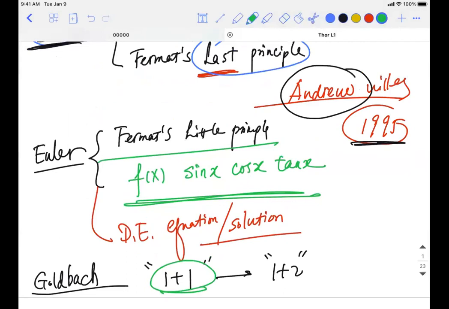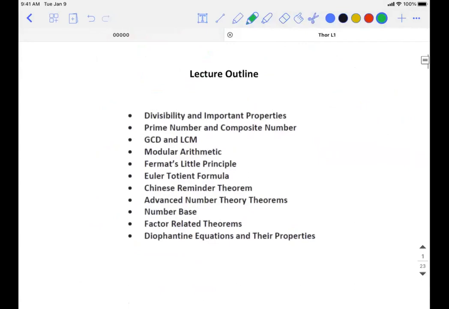So why is number theory so important? Because so many mathematicians have contributed to number theory, and it is actually the entire foundation of mathematics. All right, talking about these big things, let's try to be a little bit more focused.